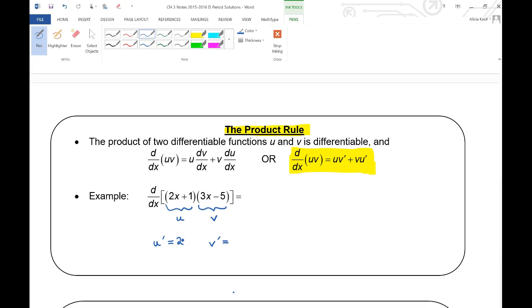v prime is 3. Okay, so let's use this formula. It's u, so 2x plus 1, times v prime, which is 3, plus v times u prime, which is 2. So we get 6x plus 3 plus 6x minus 10.